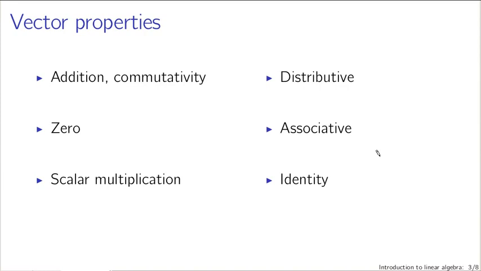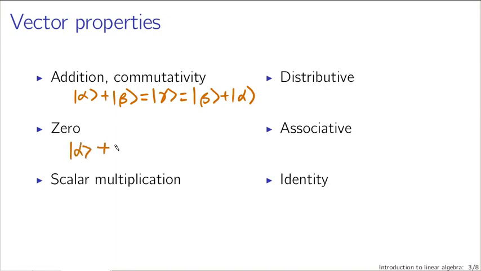Just to very briefly review some of the basic properties of vectors. We have vector addition. We can say vector alpha plus vector beta is equal to some vector gamma, which of course is also equal to the vector beta plus the vector alpha. Addition is commutative, and addition of two vectors gives you another vector. We of course have a zero vector. If we take some vector alpha and we add the zero vector to it, we just get alpha back.